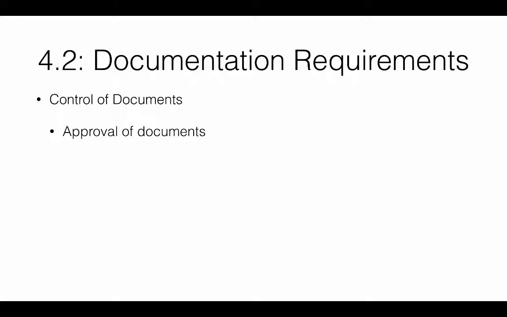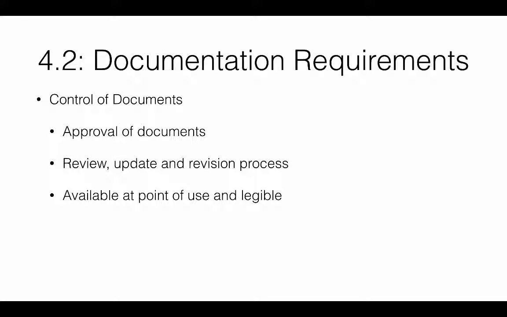Approval of documents. Who is responsible for this approval and how does the process work? Document review, update, and revision. How does the organization ensure that documents are current and relevant to how the organization conducts its business, and how are those revisions managed? How does the organization ensure that these documents are available at point of use, so that the people doing the work have access to the information they need when they need it? It's one thing to have well-controlled and written documentation, but if it's not available to the people that need it the most, then it's not effective.